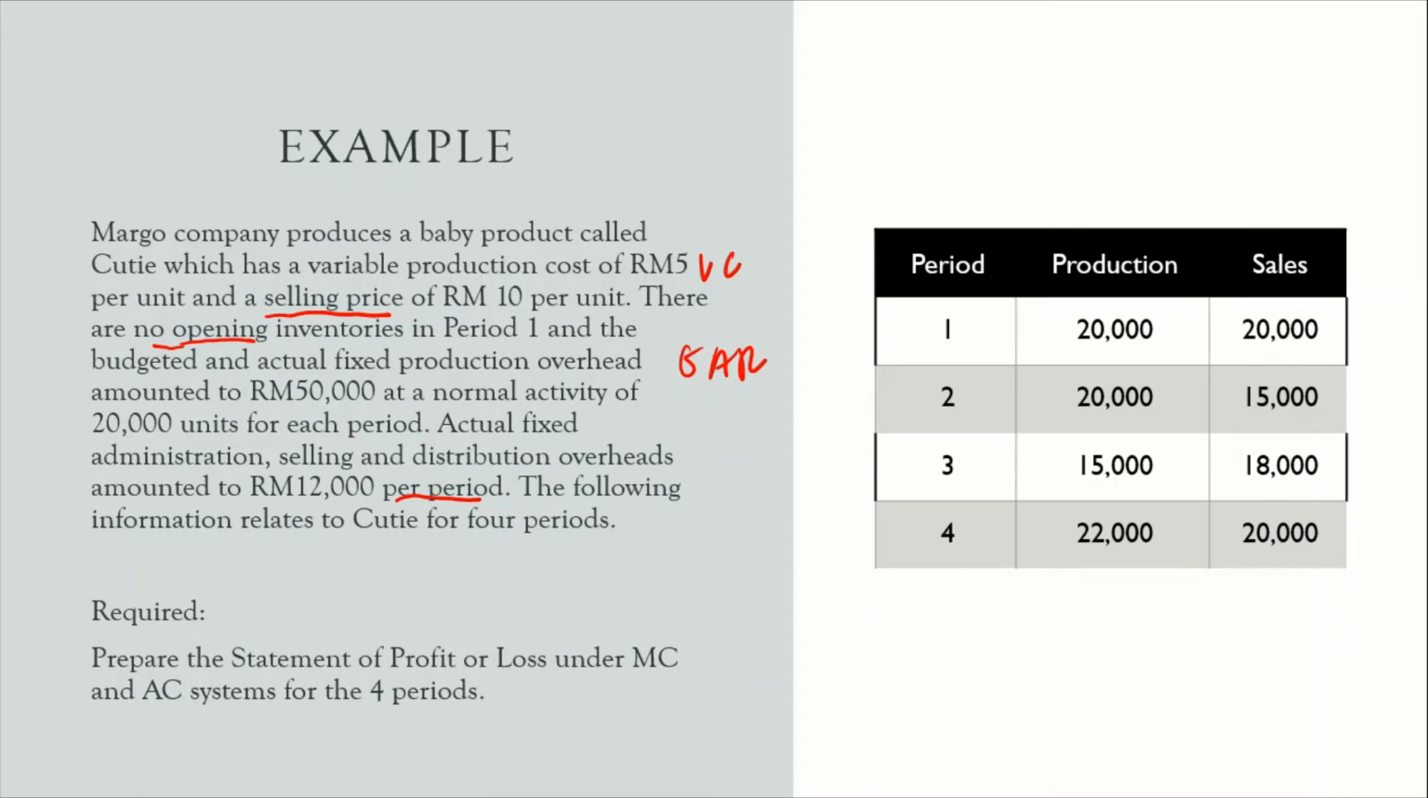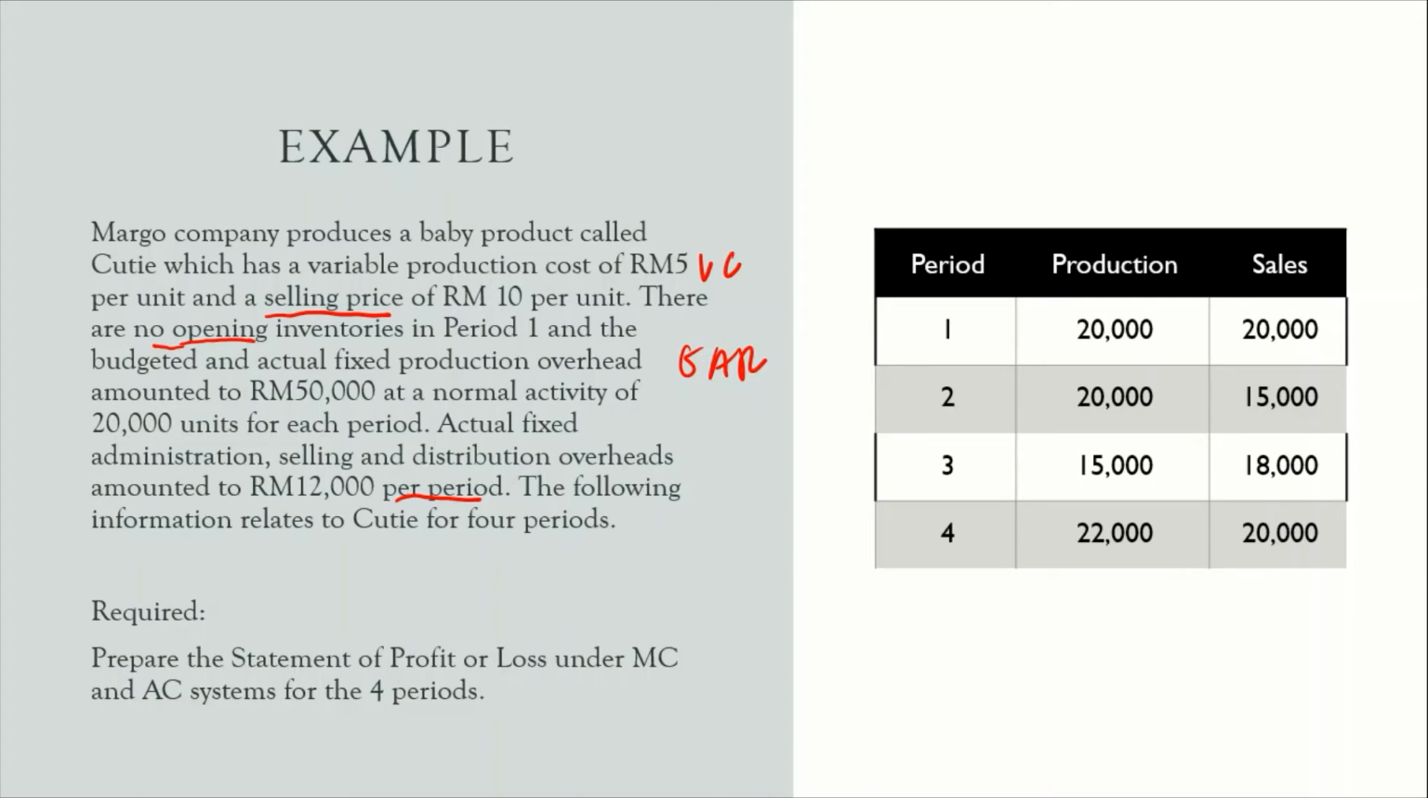The following information relates to QT product for 4 periods. So we have 4 periods and all the periods are different in terms of production and sales. So you are required to prepare MC and AC system for the 4 periods. Okay, so from this example, you can see the difference between the profit of the two methods. You can see which is higher, which is lower between the two methods.